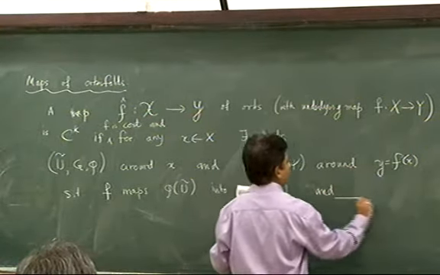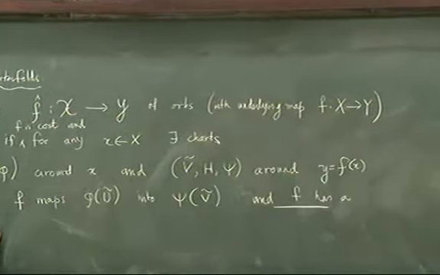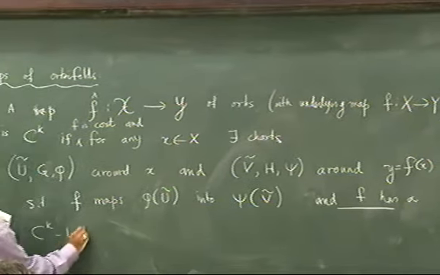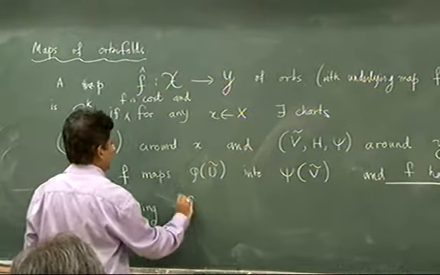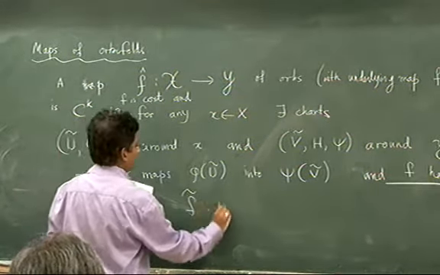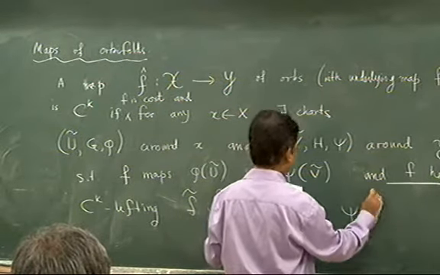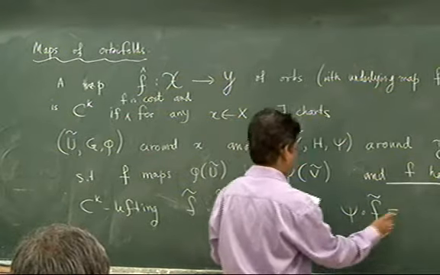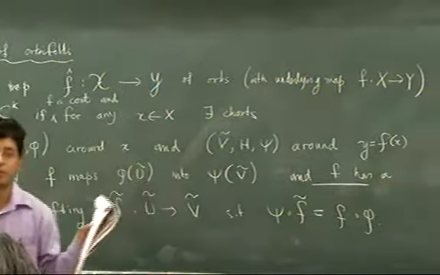This is the condition, and F has a C^k lift F tilde from U tilde to V tilde, such that F tilde is a lift. So there is a local lifting. This is one notion of having a C^k map.